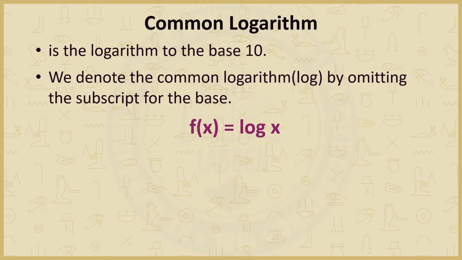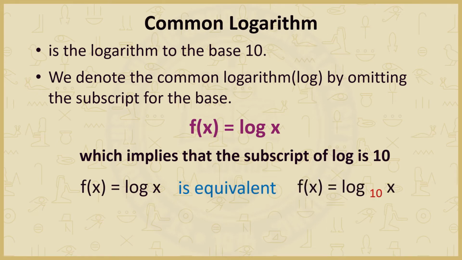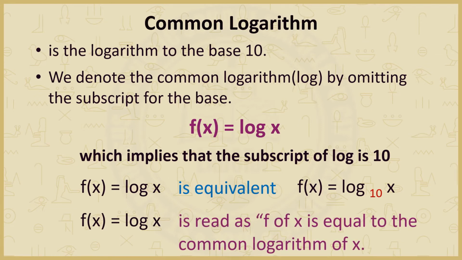So, f of x is equal to the common logarithm of x, which implies that the subscript of the logarithm is 10. F of x is equal to the common logarithm of x is equivalent to the function of the logarithm of x to the base 10. The function of the common logarithm of x is read as f of x is equal to the common logarithm of x.